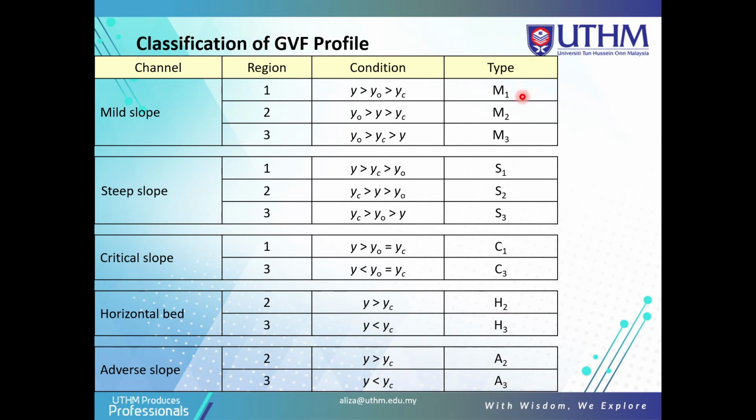Okay, actually for the gradually varied flow profile, we must know the mild slope, steep slope, critical slope, horizontal bed, and adverse slope. So you must know this condition here. Okay, actually for region 1, region 2, and region 3, the types are M1, M2, M3. I say M1 is for region 1, M2 is for region 2, mild at the region 1, mild at the region 2, and mild at the region 3, and so on. Okay, steep for region 1, steep slope at the region 2, and so on.